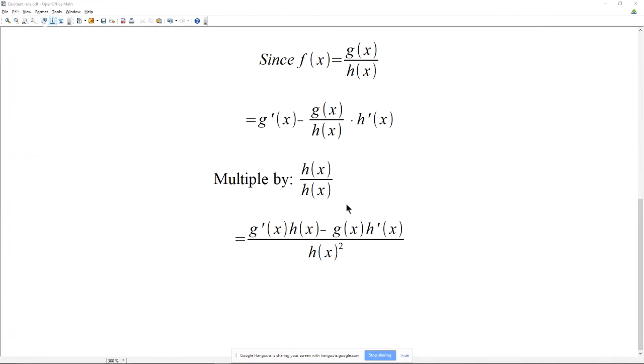If I multiply the top by h of x, I end up with g prime x times h of x, which is right here. I end up with g prime x over h of x times h of x, which cancels that out. And I end up with h prime x over h of x, which will give me h of x squared on the bottom, because it's h of x times h of x. If you want, I can break that out and separate them so it makes more sense.